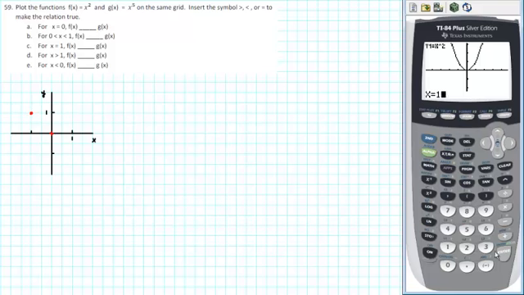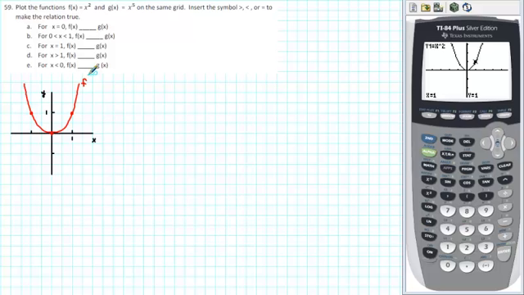When x is equal to positive 1, y is equal to 1 because 1 times 1 is equal to 1. So we need to plot the point 1, 1 on our graph. We can now connect these points with the shape that's given, which is a parabola.